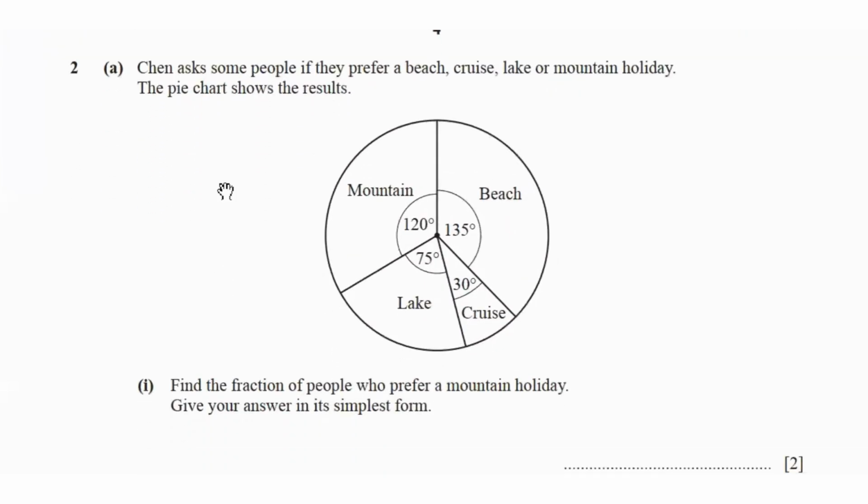Question 3 says, Chen asked some people if they prefer a beach, cruise, lake, or mountain holiday. The pie chart shows the results. We have to find the fraction of people who prefer a mountain holiday, giving your answer in its simplest form. So the people who prefer mountain holiday are over here. So we'll do 120 over 360. Why 120 over 360? Because the sum of angles for a circle is 360. And out of that 360, 120 degrees is for mountain. So 120 over 360 equals 1 over 3.